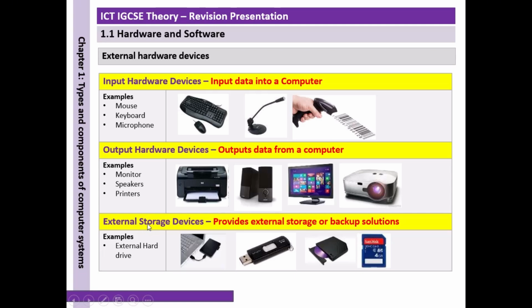And then we have got external storage devices, which provide external storage or backup solutions. They're not within the computer, they are externally found. For example, we have got an external hard disk here, which connects to the computer via the USB, universal serial bus. We have got the flash disk, some people call it a pen drive. We have got the optical drive, which can be a CD, a DVD, or a Blu-ray. And then we have got the memory card, which is listed here nicely.